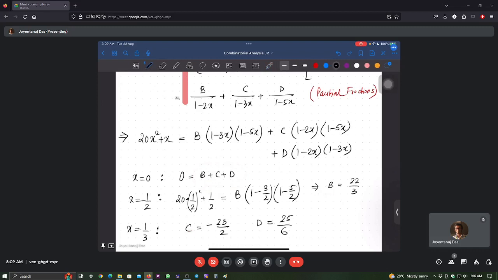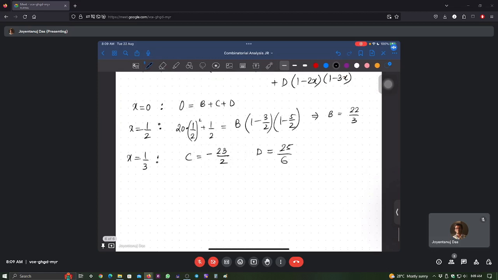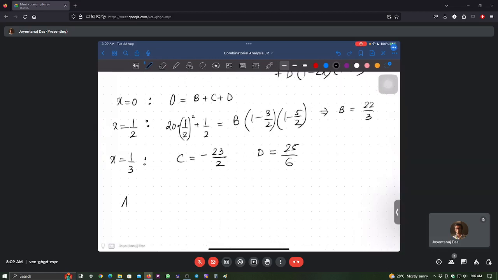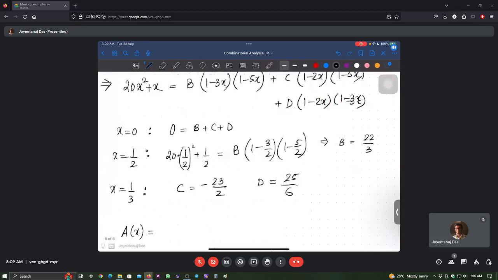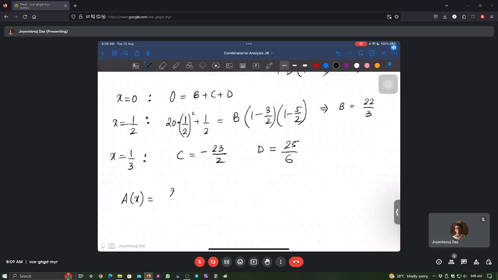So now we have the generating function. ax is B divided by 1 minus 2x, so 22 by 3 over 1 minus 2x, then our C is minus 23 by 2 over 1 minus 3x, plus D over 1 minus 5x.